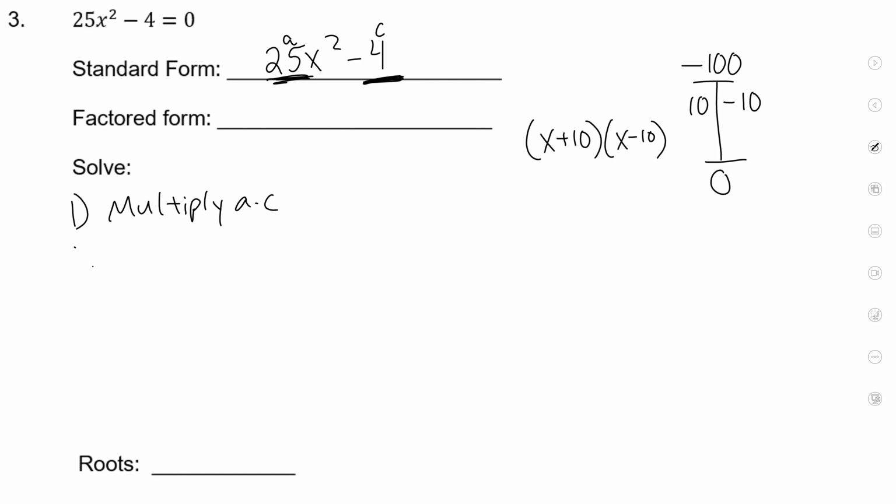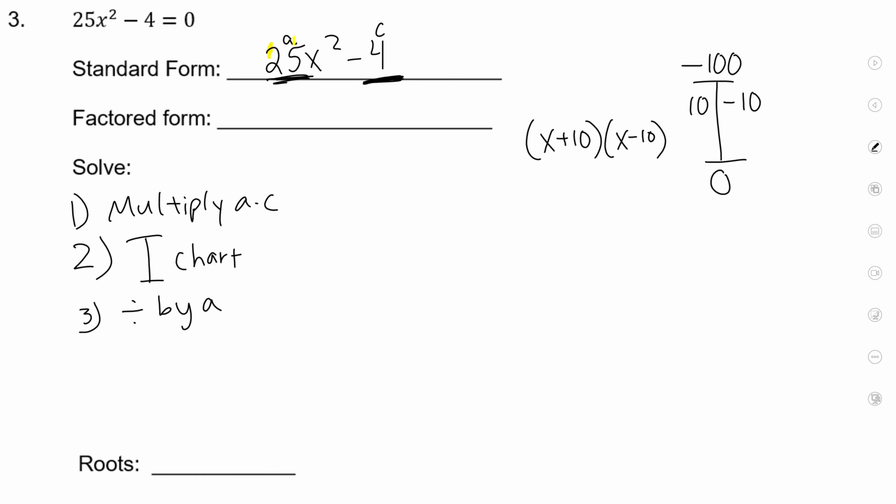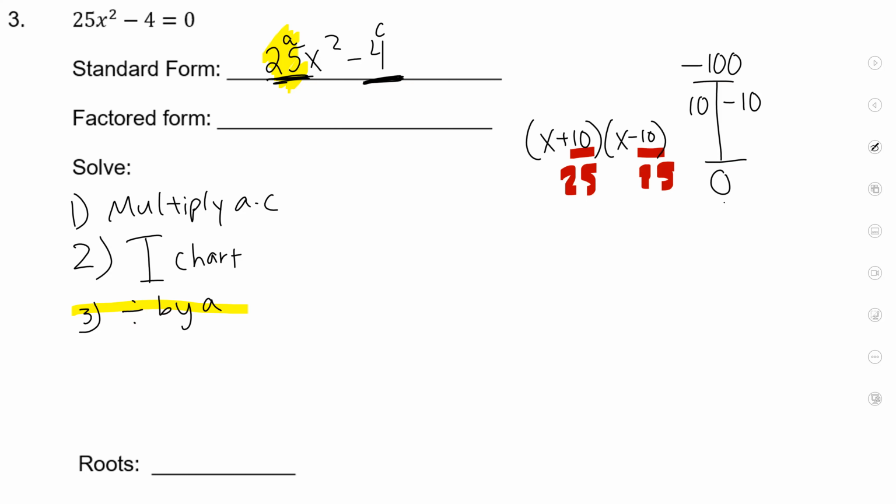Okay, so we did step 2, which is do the little eye chart. We found our numbers. What is step 3? Yes, divide by A. What was our A value? Yep, 25. Let me highlight it. This is our A value, 25. So I'm going to do step 3, which is divide by 25. Divide this number by 25. Divide this number by 25. And whenever you have fractions, you need to simplify. So that's my next step. Simplify.